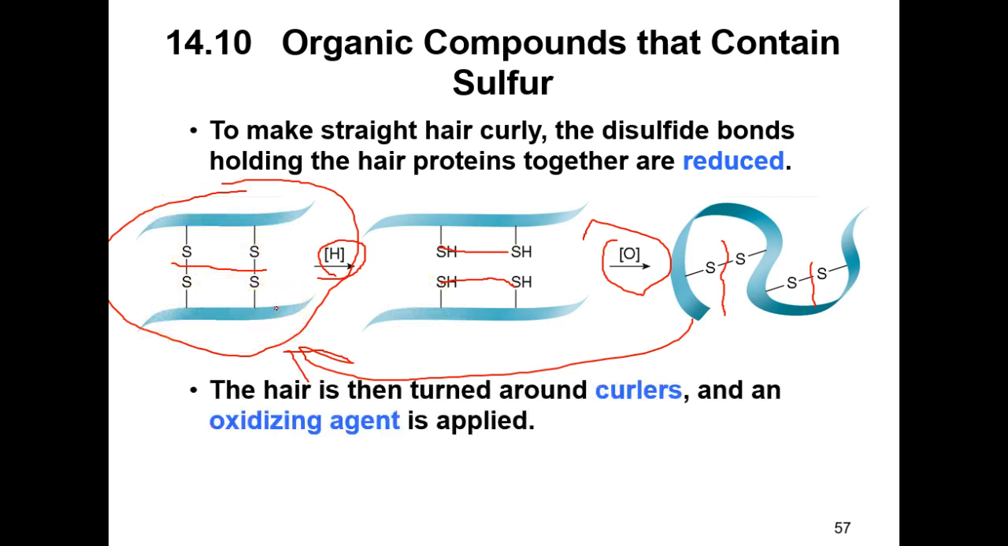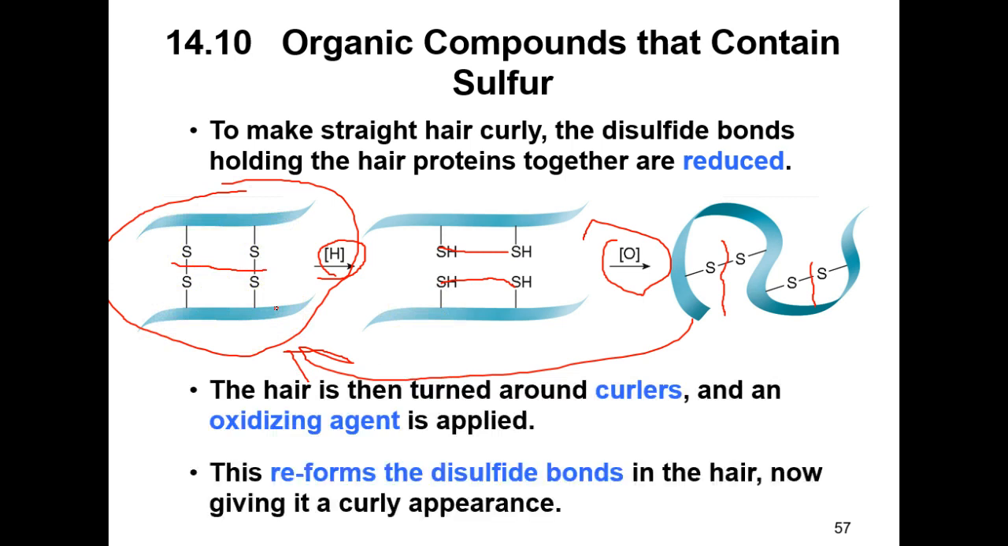Okay, so hair is then turned around curlers and an oxidizing agent is applied. This reforms the disulfide bridges in the hair, now giving it a curly appearance.